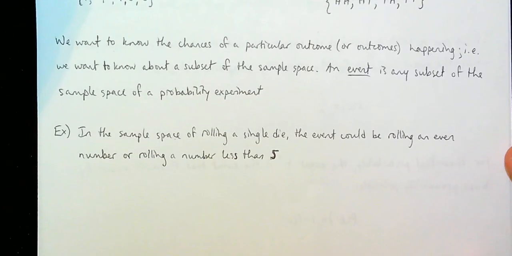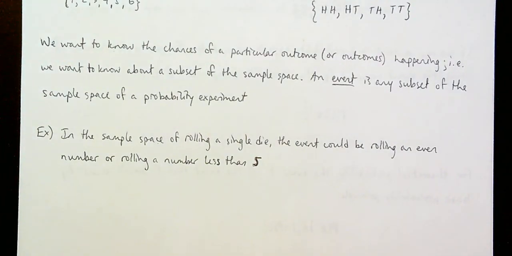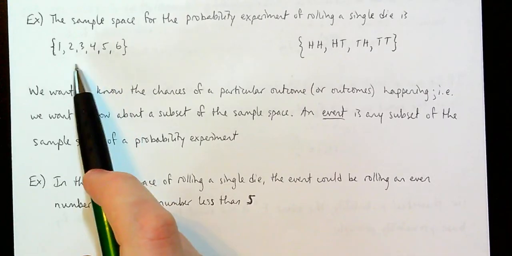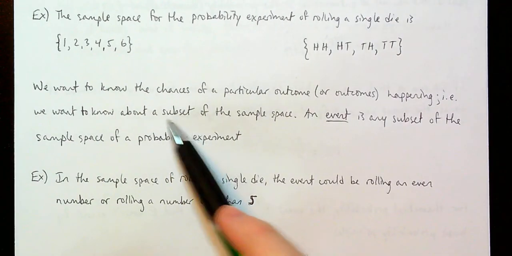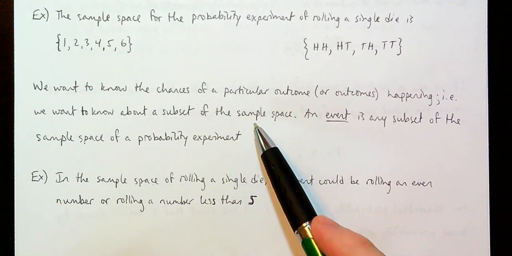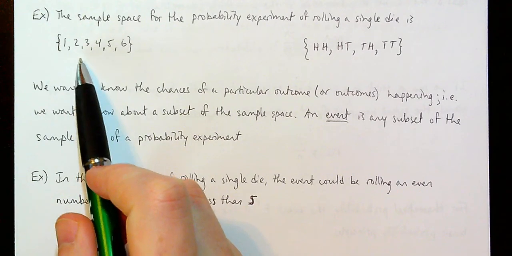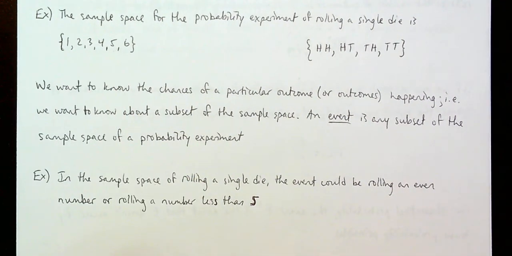And what we're doing when we're calculating probabilities is we want to know the chances of a particular outcome or particular outcomes happening. But in terms of math, what that's really saying is if we look at the sample space as a set, what we really want to do is find the chances of having a subset of the sample space happen. So we're focusing on a certain element or certain elements of the sample space, and we want to know the chances of that happening.